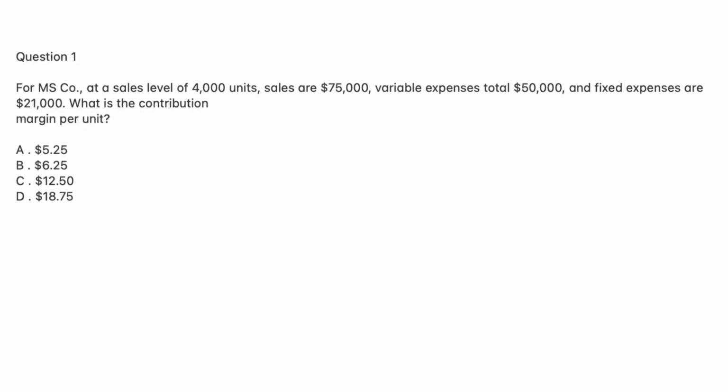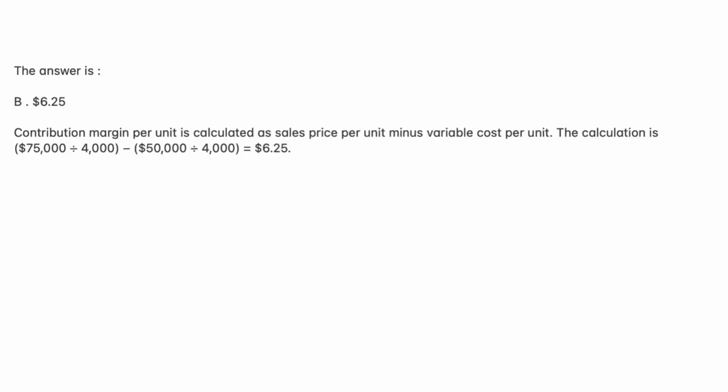Question 1. For MS Company, at a sales level of 4,000 units, sales are $75,000, variable expenses total $50,000, and fixed expenses are $21,000. What is the contribution margin per unit? A. $5.25. B. $6.25. C. $12.50. D. $18.75. The answer is B.